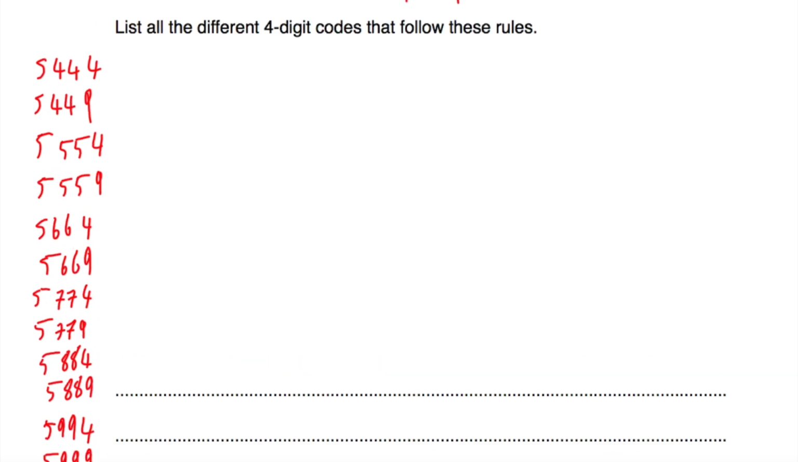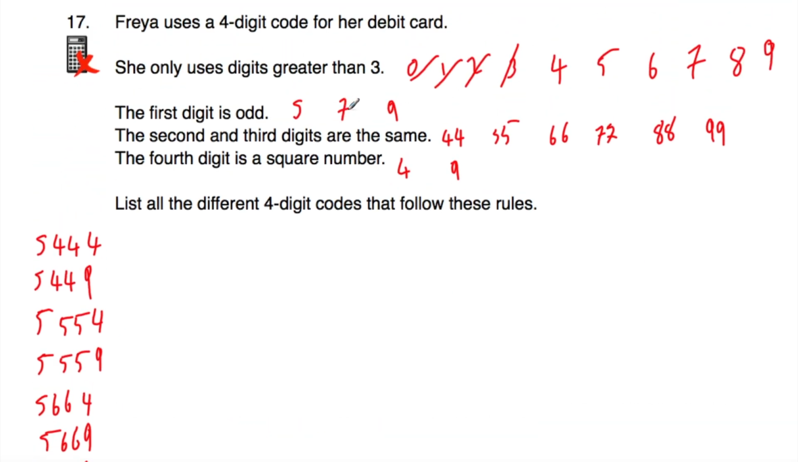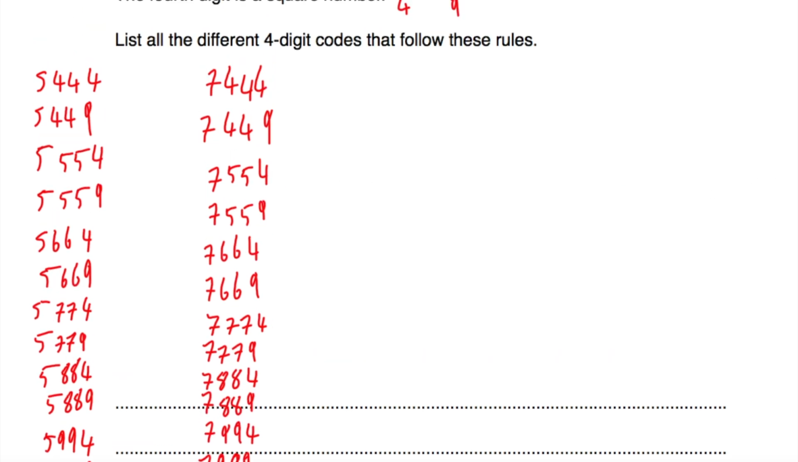Now we need to repeat that for the digits 7 and 9. So there's going to be a 7 followed by a 44 and a 4, a 7 followed by a 44 and a 9. So it's going to be all of these options, but changing the first digit from a 5 to a 7. So I'm just going to list all those now. Okay, so they're all the options with a 7 at the front.